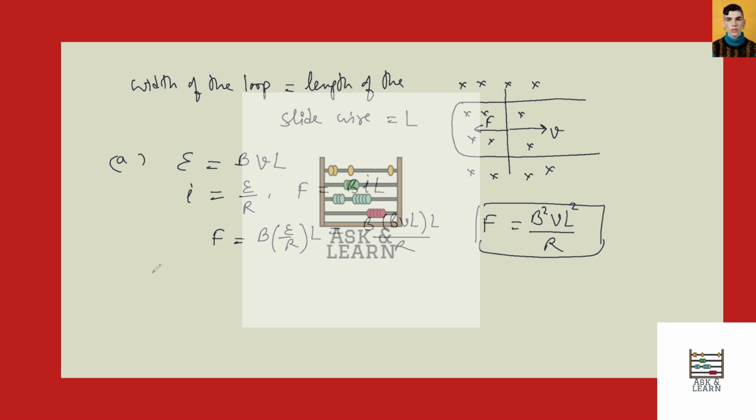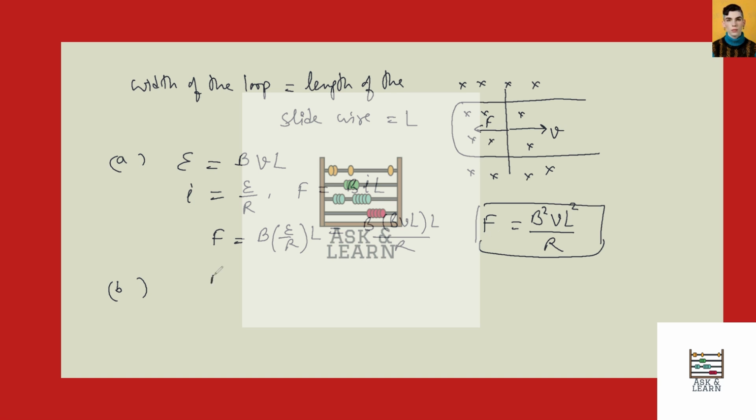Now, in the second part of the problem, we have to obtain an expression for the distance traveled by this rod as a function of time, because the force acting on this rod, the opposing force, will keep on changing with a change in this speed v. So the distance will also be given as a function of time. So to do this, we will equate this force with the laws of motion, Newton's second law of motion.